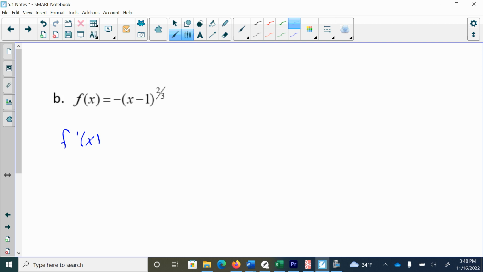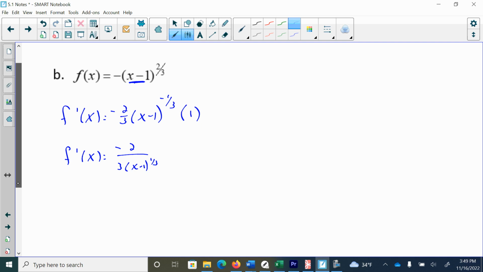So I'm going to say the derivative is equal to, bring this power down, so this will be negative 2/3 times x minus 1. Then reduce that power by 1, so that'll be negative 1/3. And then multiply it by the derivative of what's inside, or my u, which would be 1. So if I rewrite this in a way that I like it, it would be negative 2 over 3 times x minus 1 to the 1/3 power. So that's my derivative.